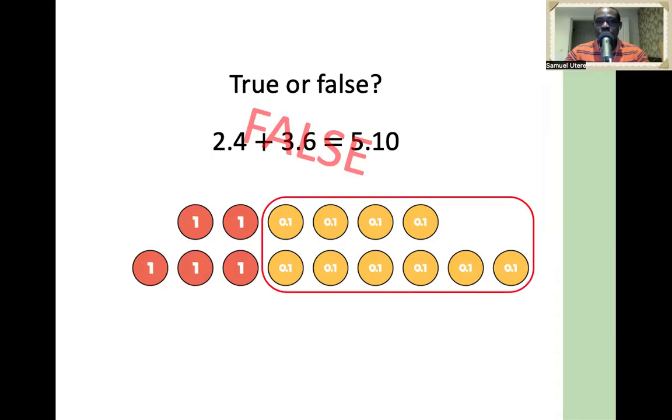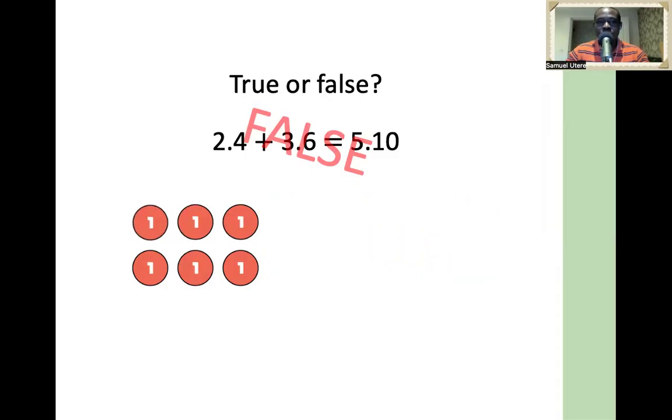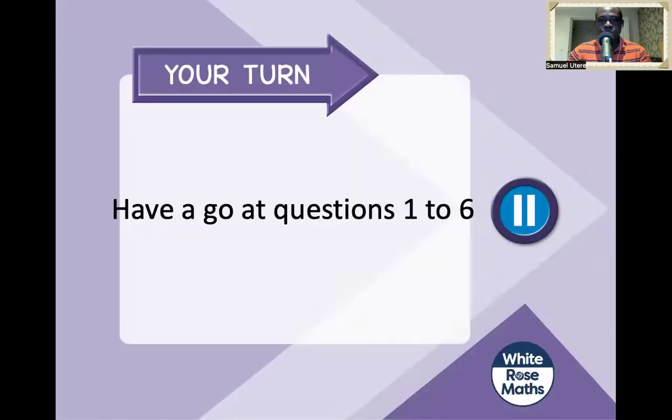So if we add the 4 and the 6, we have 10 tenths, which should give us 1 one in the place value system. So now we have 6 ones. So that should be the correct answer, not 5.10.